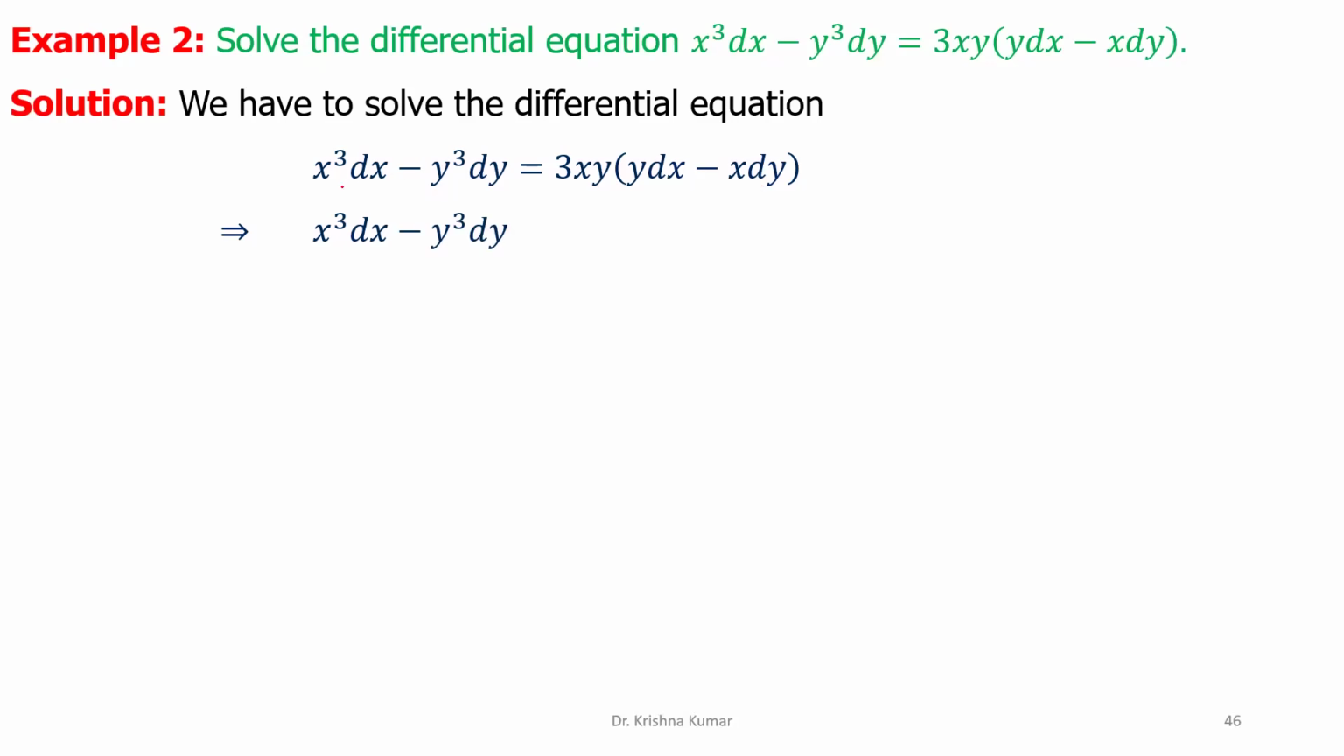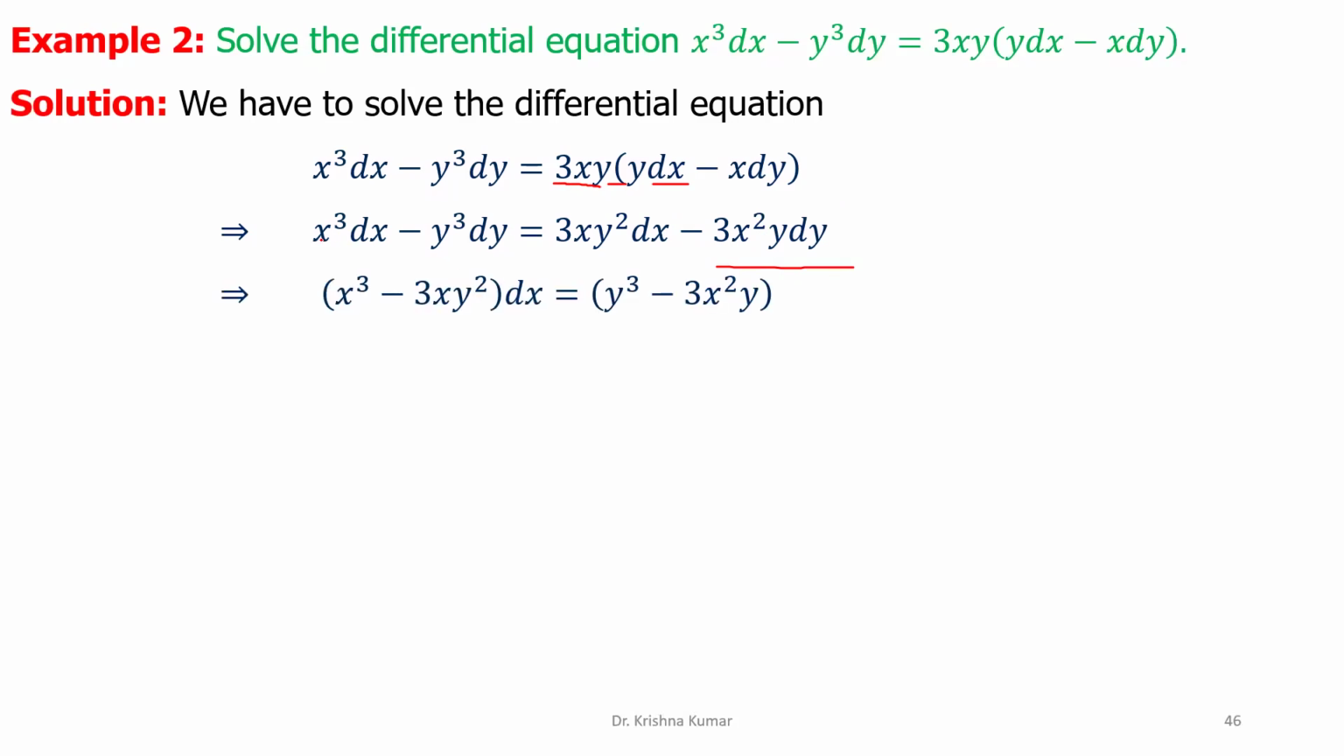This can be written as x³ dx − y³ dy. Let us simplify this one. So 3xy² dx − 3x²y dy. So x³ dx, and we have to move this dx to this side, minus 3xy² dx, equals y³ goes to this side, will become plus y³ minus 3x²y dy.